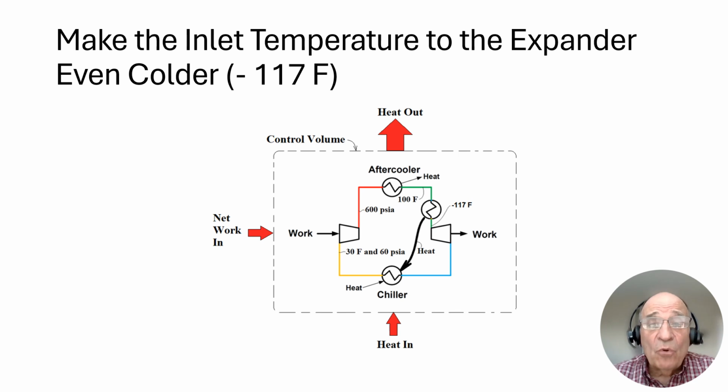Let's transfer more heat from the inlet to the expander to the chiller. Now we're getting a chiller inlet temperature of minus 117 degrees Fahrenheit. And I actually selected that intentionally, a strange odd number, minus 117, in order to get a temperature here that is actually saturated LNG, 100% LNG coming out here. So let's take a look at that numerically.